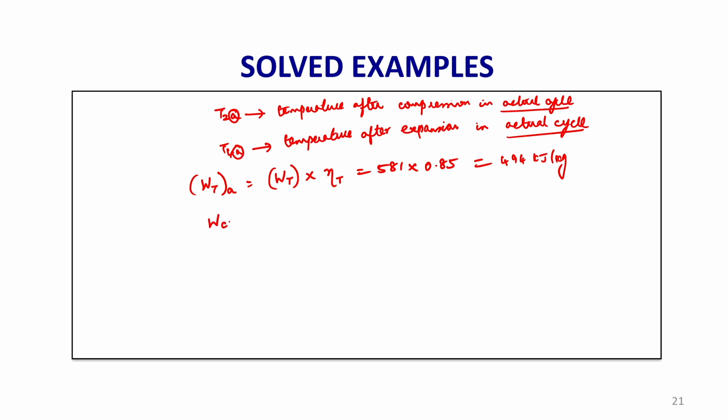Next, similarly we will find the compressor work. When we are finding the turbine actual work, the efficiency is to be multiplied. In case of the compressor, it is a power consuming device, a power absorbing device, not a power producing device. So the efficiency has to be divided. So compressor work divided by compressor efficiency.